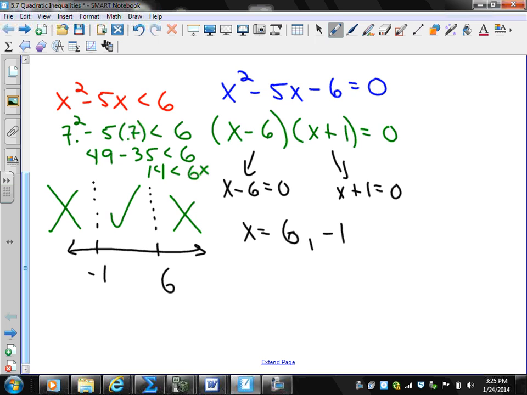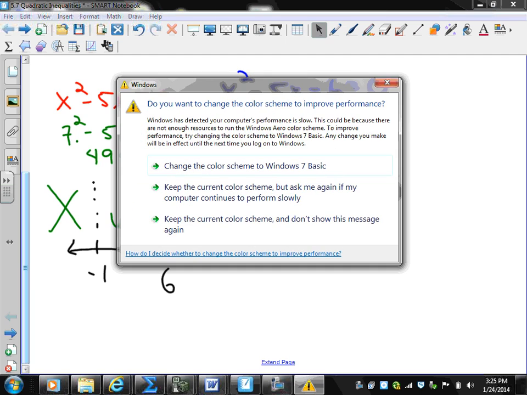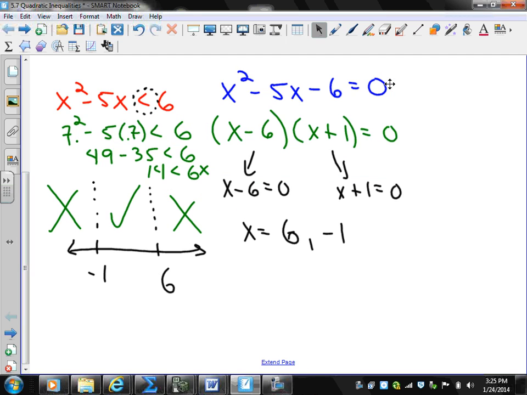So what I'm left with is this region between negative 1 and positive 6. That's going to be the solution to my inequality. What I'm going to check here is the actual inequality itself. If you remember, this was a less than, not a less than or equal to. So because it's just a less than, our values are going to be between negative 1 and positive 6, but not including those endpoints. So I can write it like this.